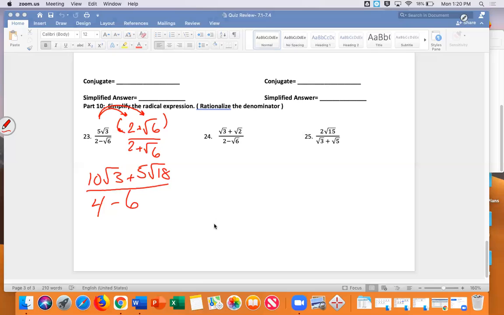All right, with this one, we have to break down root 18. Root 18 broken down is going to be 9 and 2. Square root of 9 is 3. So it's going to be 10 root 3 plus 15 root 2 all over negative 2.